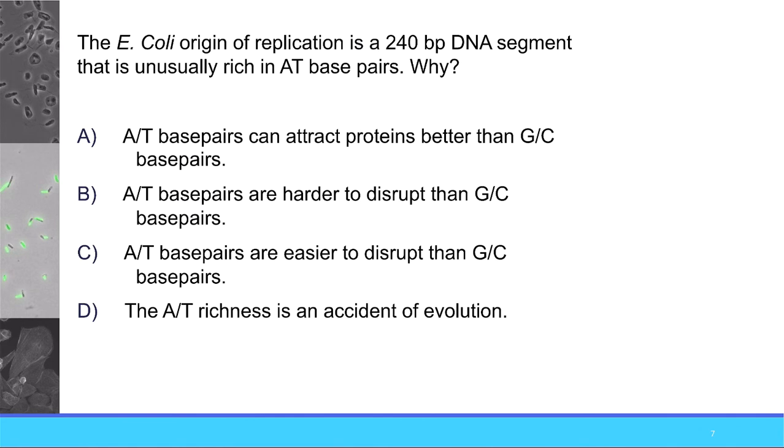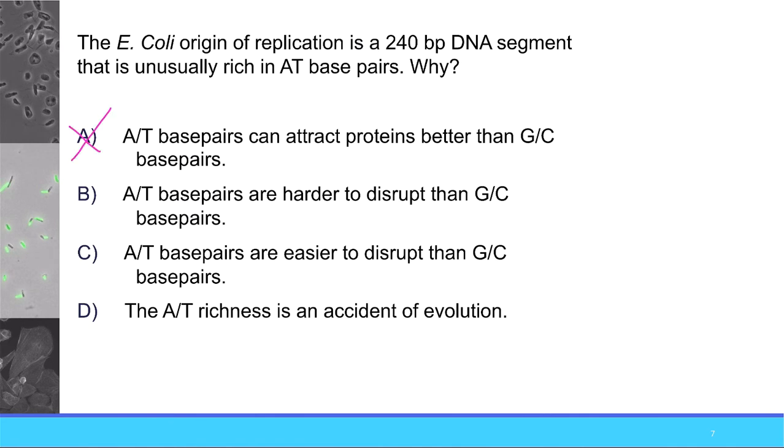So I want you all to go ahead and read the rest of the question and think about, why is our origin of replication mostly A's and T's? So hopefully you have had a chance to go through this question, and so we're going to walk through it together. So let's start with A. AT base pairs can attract proteins better than GC base pairs. Well, AT base pairs and GC base pairs, they're really just purines base paired with a pyrimidine. We haven't talked about attracting proteins or anything like that. We can go ahead and cross that one off.